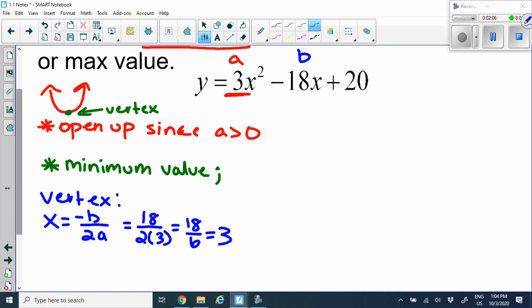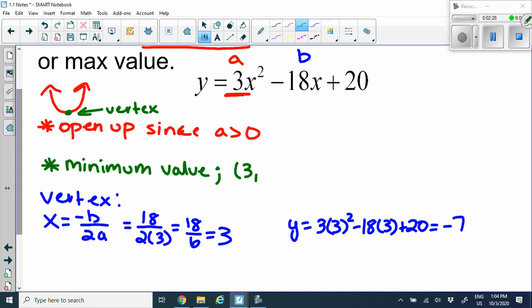Then we plug that 3 back into the equation to get our y value. So that's 3 times 3 squared minus 18 times 3. And go ahead, this one, because it is going to be a large number, you can just use your calculator on this. So this is going to give us negative 7. So basically, our minimum value is going to be at (3, negative 7). Now, really, when we think of minimum value, that's going to be particularly of the y value. So negative 7 is the lowest that we have on our axis there, or on our xy coordinate plane.